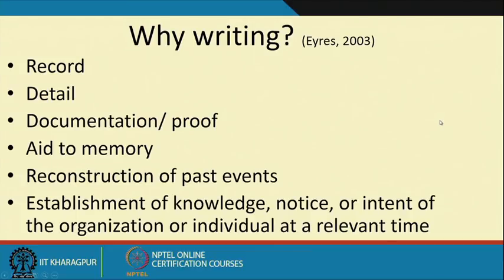Now, why do we write? We write to record the journey that we have undertaken as researchers. We write to add detail to our work. We write for documentation or proof of the work we have done. It's also an aid to memory. It helps us reconstruct past events. It helps us establish knowledge, notice, or intent of the organization or individual at a relevant time. So you write for various reasons.